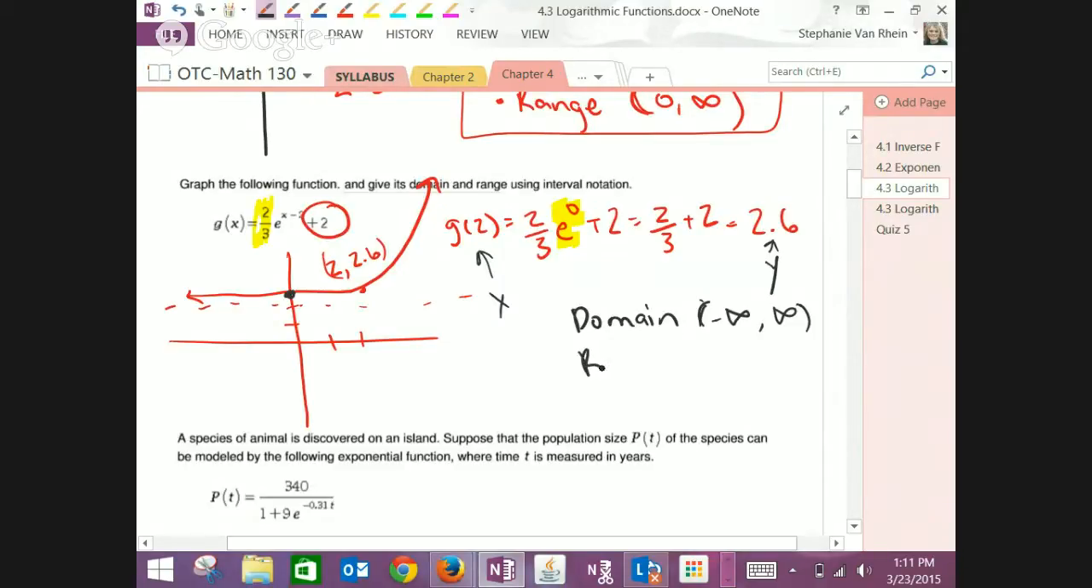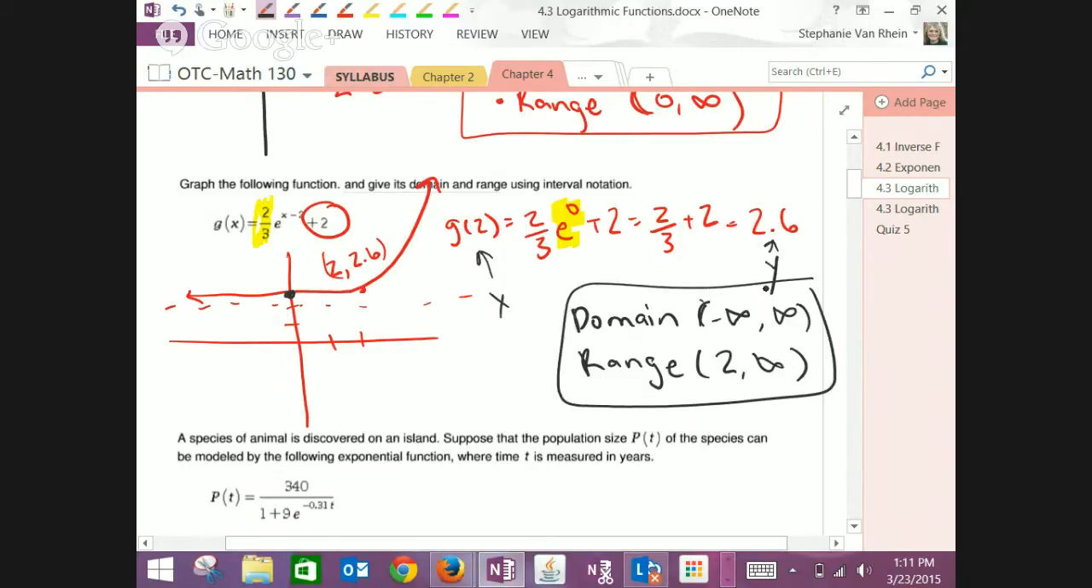But the range, in this case, is 2 to infinity. Because this plus 2 is shifting up the whole exponential function. So normally it was 0 to infinity, but now I shift all those points up and it's 2 to infinity.